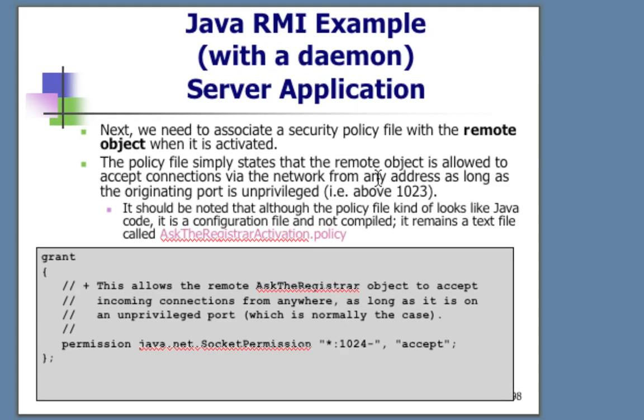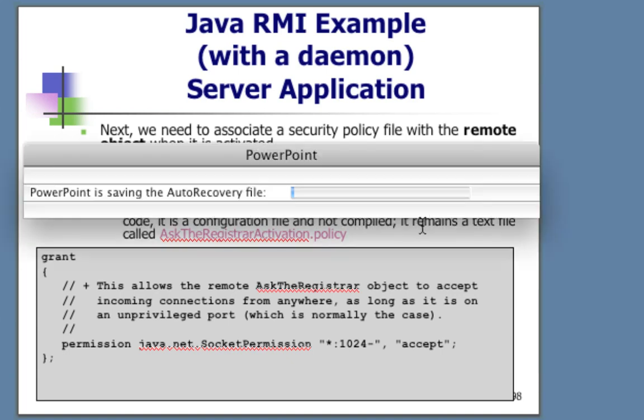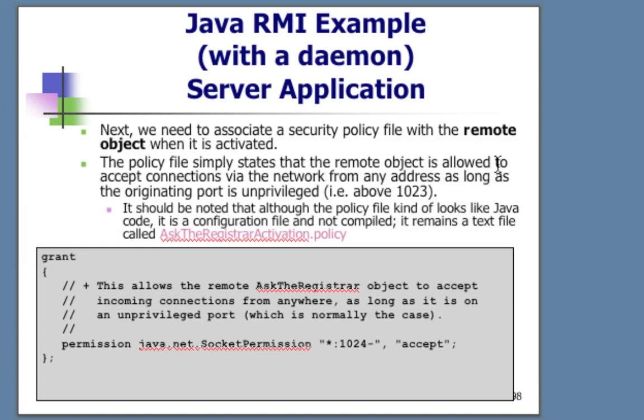So the policy file simply states that the remote object is allowed to accept connections via the network. It opens up, it's actually connected via the port, just like we saw with the UDP in the previous examples. I'm not quite sure what's going on with my recovery. My system is probably in bad shape.